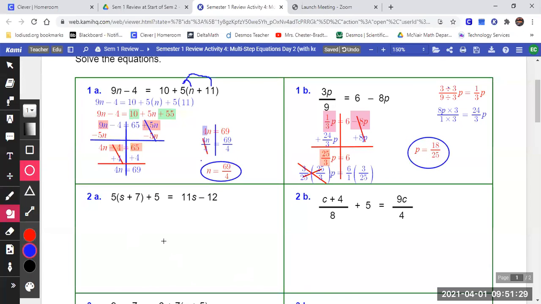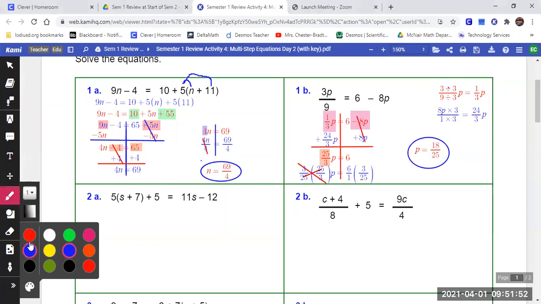Okay. 2A. What's my first step? Yay, not a fraction. Woo! Okay, what's my first step? Look at 1A. We're going to do the same thing for 2A, right? So what am I going to do first?